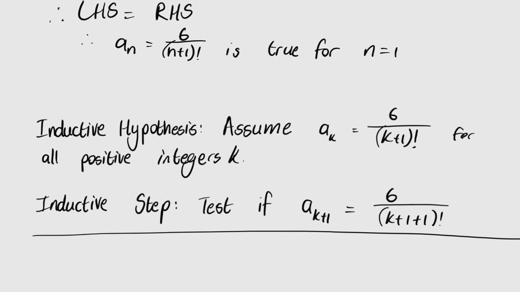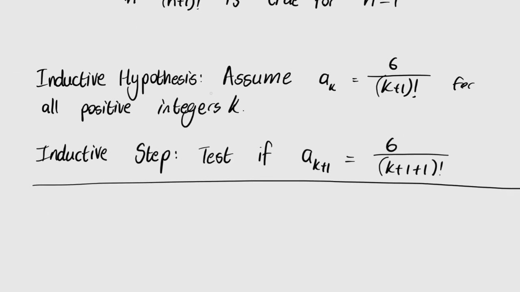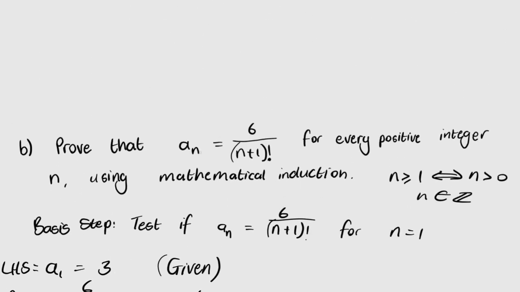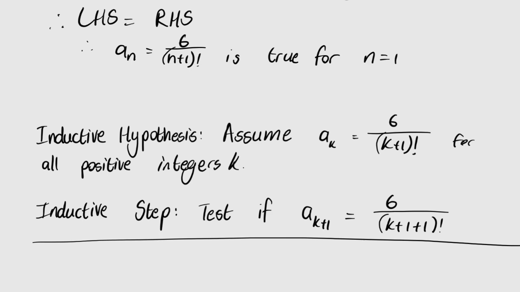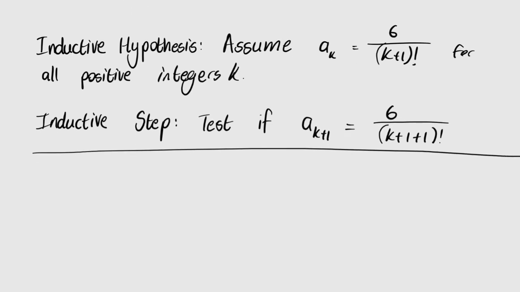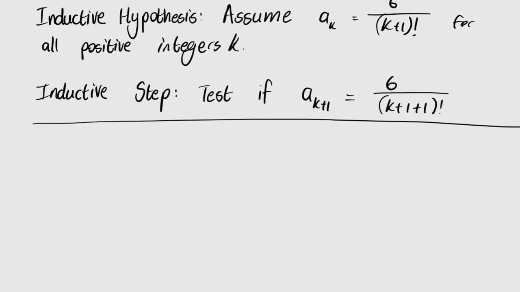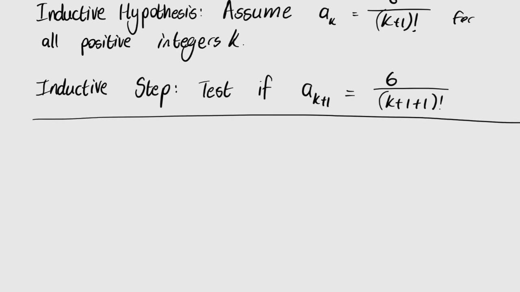Then it's the inductive hypothesis, in which we assume that a_k is equal to 6 over (k plus 1) factorial for all positive integers k. Notice, just as always, we're basically rewriting this by swapping the n's with k's. Then let's do the inductive step. Test if a_(k+1) is equal to 6 over (k plus 1 plus 1) factorial.